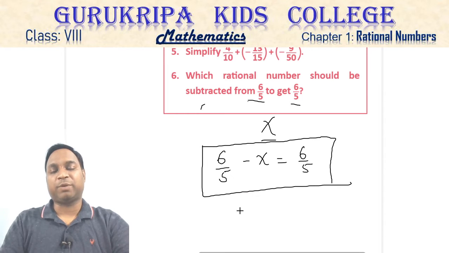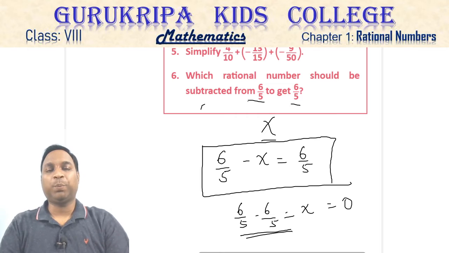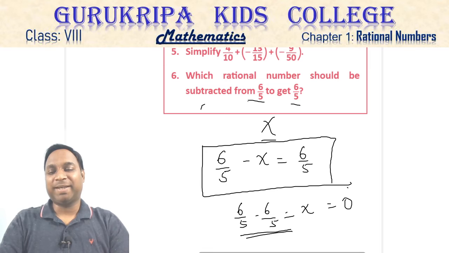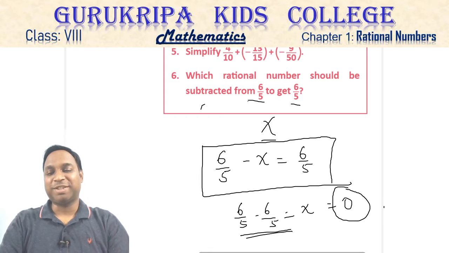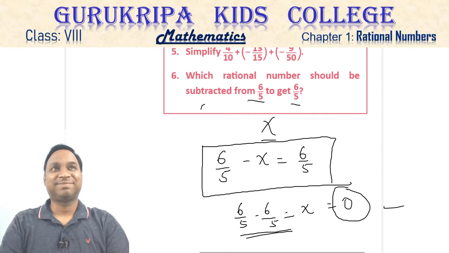When you have framed the equation, now it's very simple. X will go to the right hand side. This 6 by 5 will come to the left hand side. So you get 6 by 5 minus 6 by 5 is equal to x. That is equal to 0. 6 by 5 minus 6 by 5 is 0. So now, is 0 a rational number? Of course, 0 is a rational number. We have seen it in the last video. देखा है ना? कोई डाउट तो नहीं है किसी को अब इसमें? 0 is a rational number.